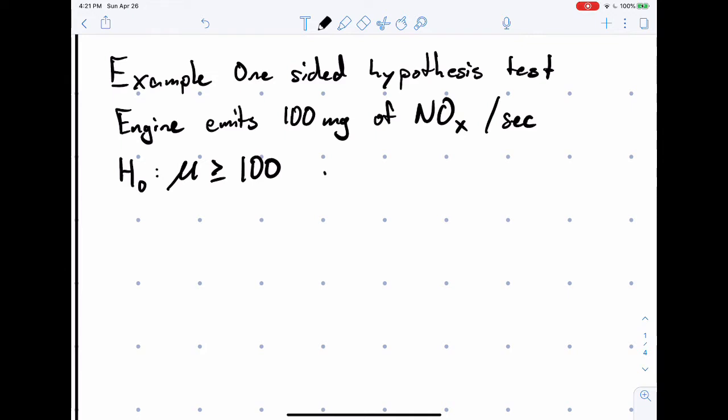Then, in contrast, the alternative hypothesis: if mu is not greater than or equal to 100, mu must be strictly less than 100. So this is what the engineers would like to know, because if we can show this, then we can show that the engine pollutes less, and so we'll make this modification.